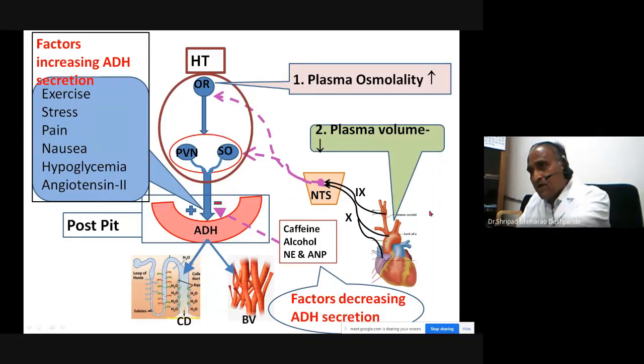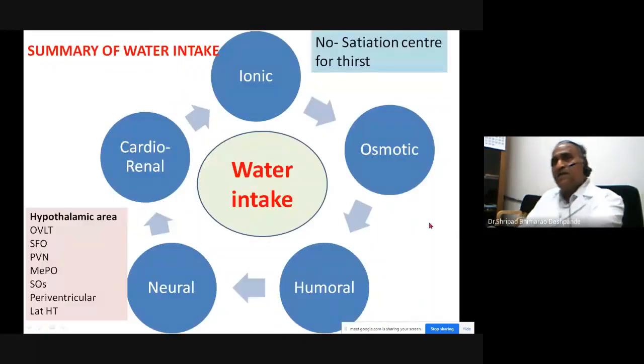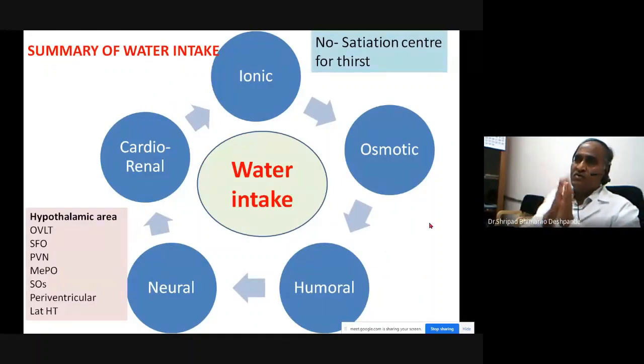Okay, so now we move on to the next. To summarize, what is the water intake? What we were trying to look at. In the summary, I have just put it here. So this water intake is balanced by the ionic, osmotic, humoral, neural, and cardiorenal parameters.